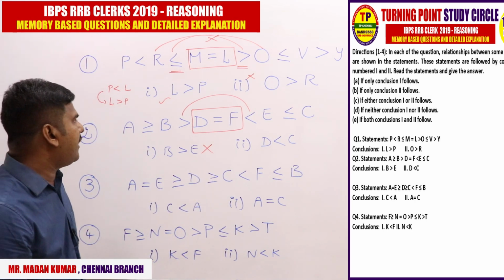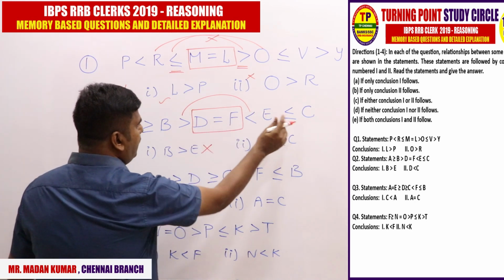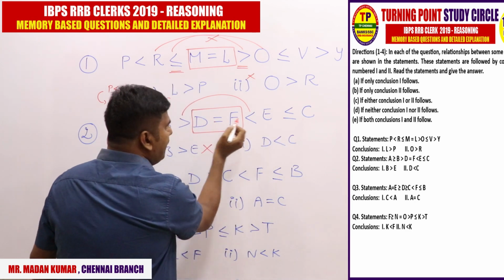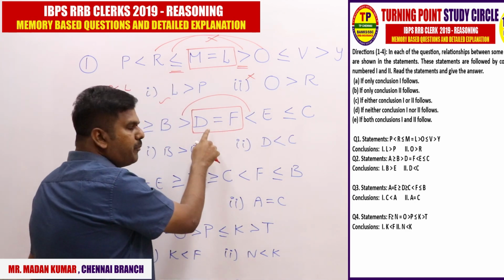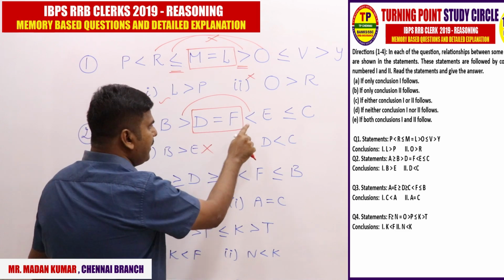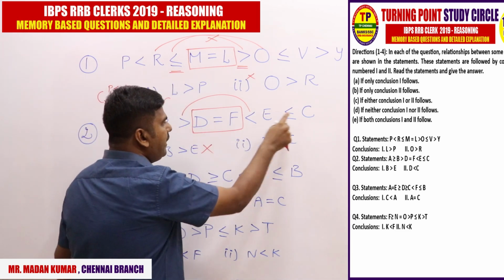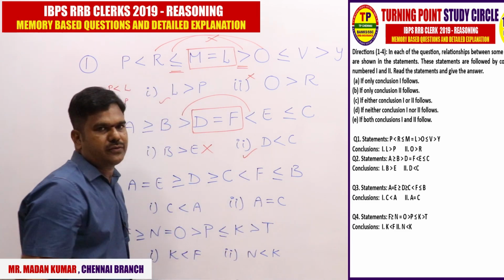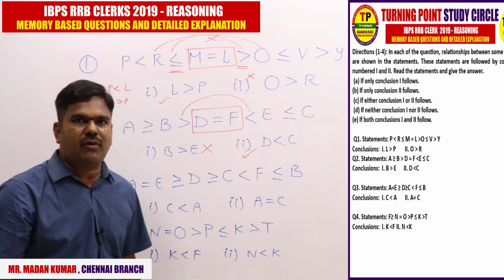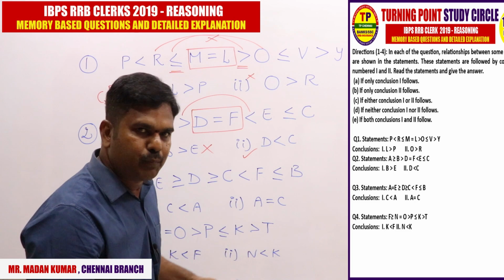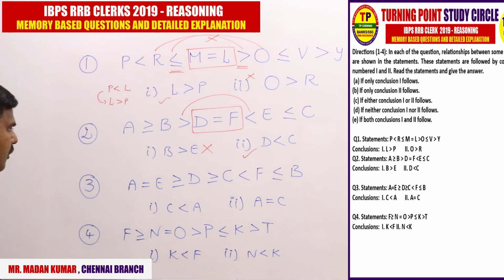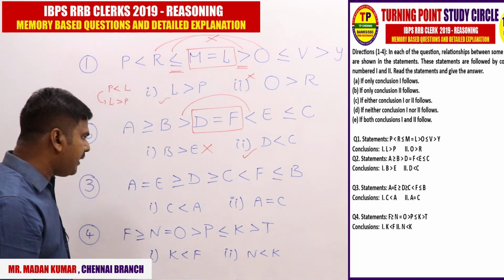Come to the next one. D less than C. Where is D and where is C? Which is the common symbol? Whenever equal to is there, round it off, make it a single term. So less than or equal to, which is the common symbol? Less than. So D less than C directly follows. So the first one won't follow, only the second one follows. Give answer as 2.